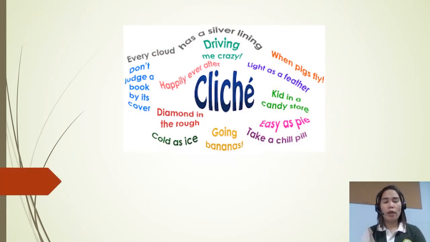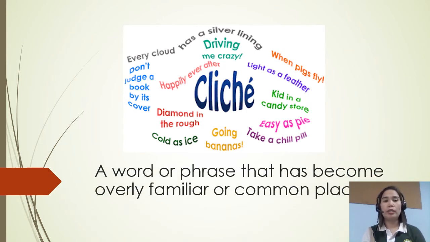So next we have cliche. So when we say cliche, it is a phrase or opinion that is overused and betrays a lack of original thought. A word or phrase that has become overly familiar or commonplace. So like for example, we have every cloud has a silver lining. Next, when pigs fly, light as a feather, diamond in the rough, cold as ice. So those words are very familiar and are overused.